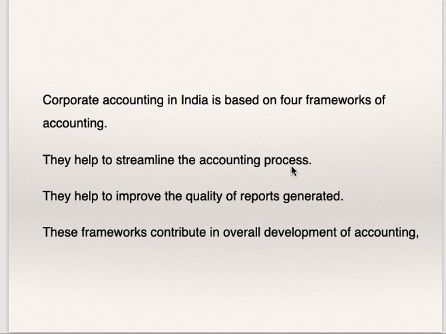They help to streamline the accounting process. They help to improve the quality of reports generated. These frameworks contribute to the overall development of accounting. For example, your financial statements are comparable, there is uniformity and understandability. The accounting process is streamlined and the quality of the report gets improved. So these are the 4 frameworks of accounting.